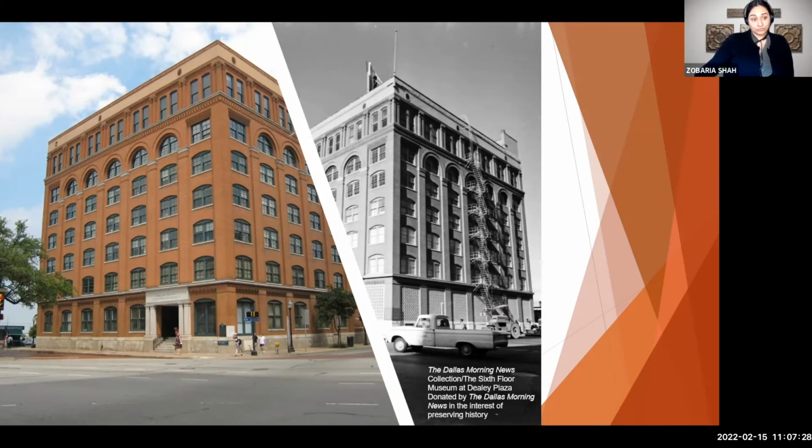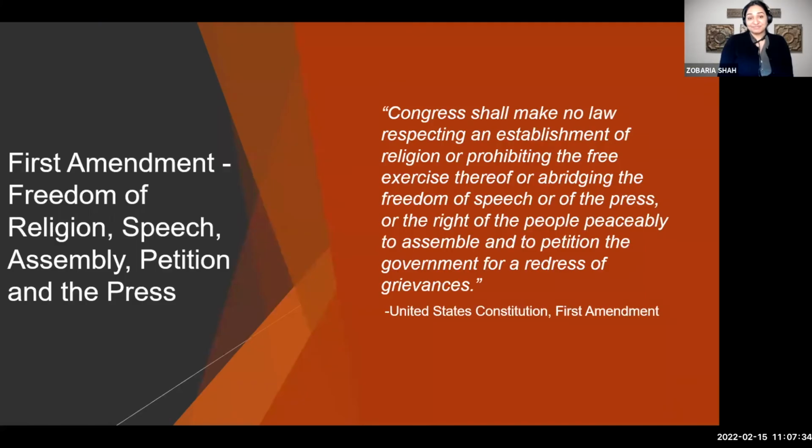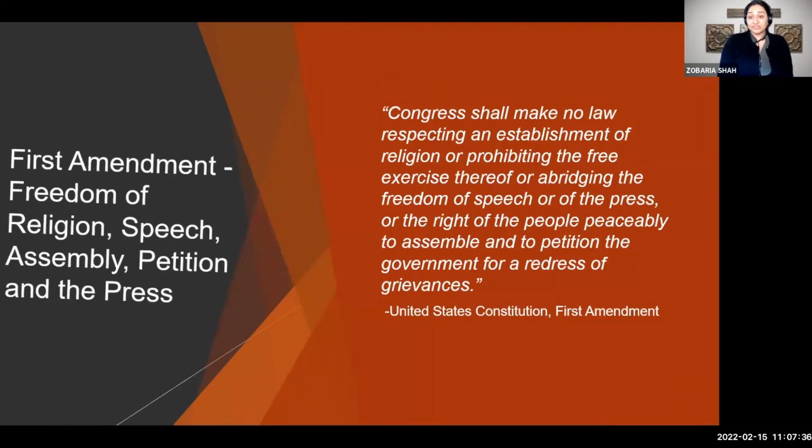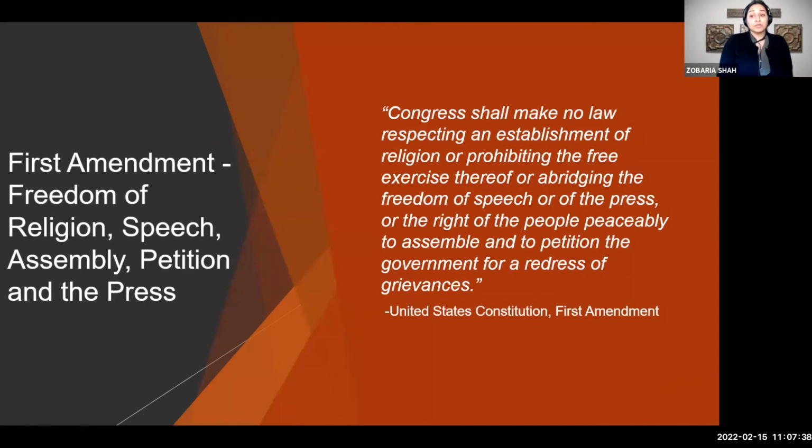Let us first go through the first couple of amendments, and then I'll provide you guys examples of the connections with President Kennedy. So the First Amendment is the freedom of religion, speech, assembly, petition, and press. These are the 5 elements of the First Amendment.